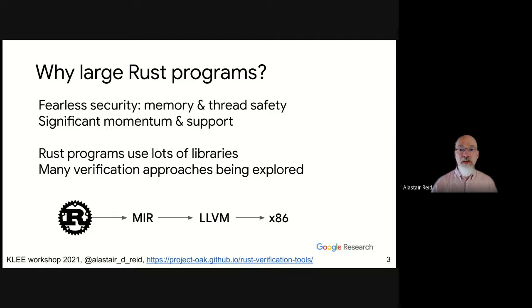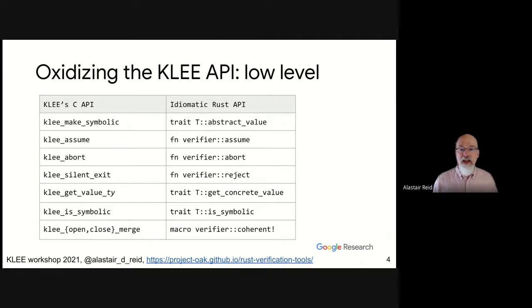So to use KLEE with Rust, we started off by taking KLEE's C API and creating an idiomatic Rust API that uses Rust features appropriately. For example, we use traits to make the KLEE Symbolic type safe. And so the rest of the API is more or less what you'd expect if you're a Rust programmer and you're familiar with KLEE.